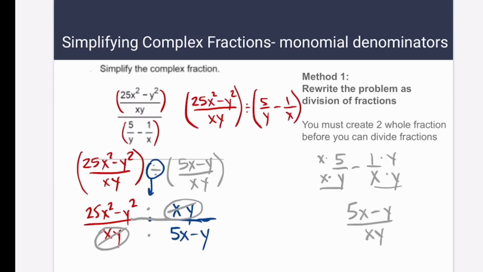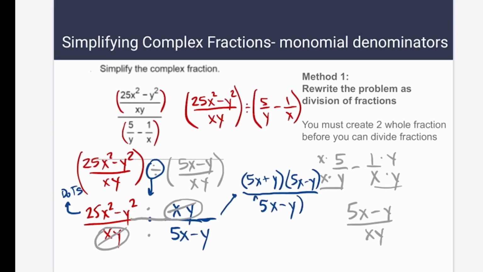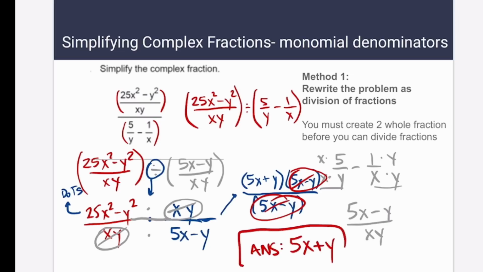The hardest part about doing these problems is you need to be able to look and recognize what's happening. This numerator is a difference of two squares, which means that it can be factored. That's actually going to factor, and you're going to get 5x plus y times 5x minus y as your numerator. The xy's have been divided, and your denominator is 5x minus y. So once you recognize that numerator can be factored and you factor it, now we have another common factor that we can divide out. The 5x minus y's are going to divide, and your answer at the end is going to be 5x plus y once everything else is gone.